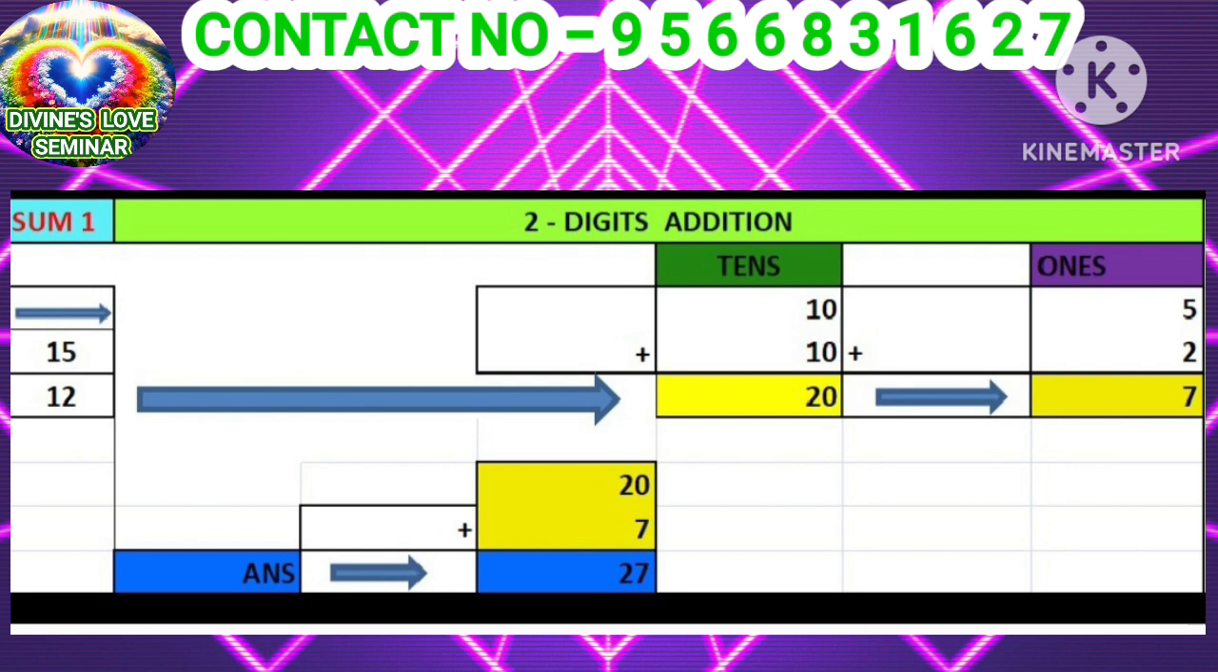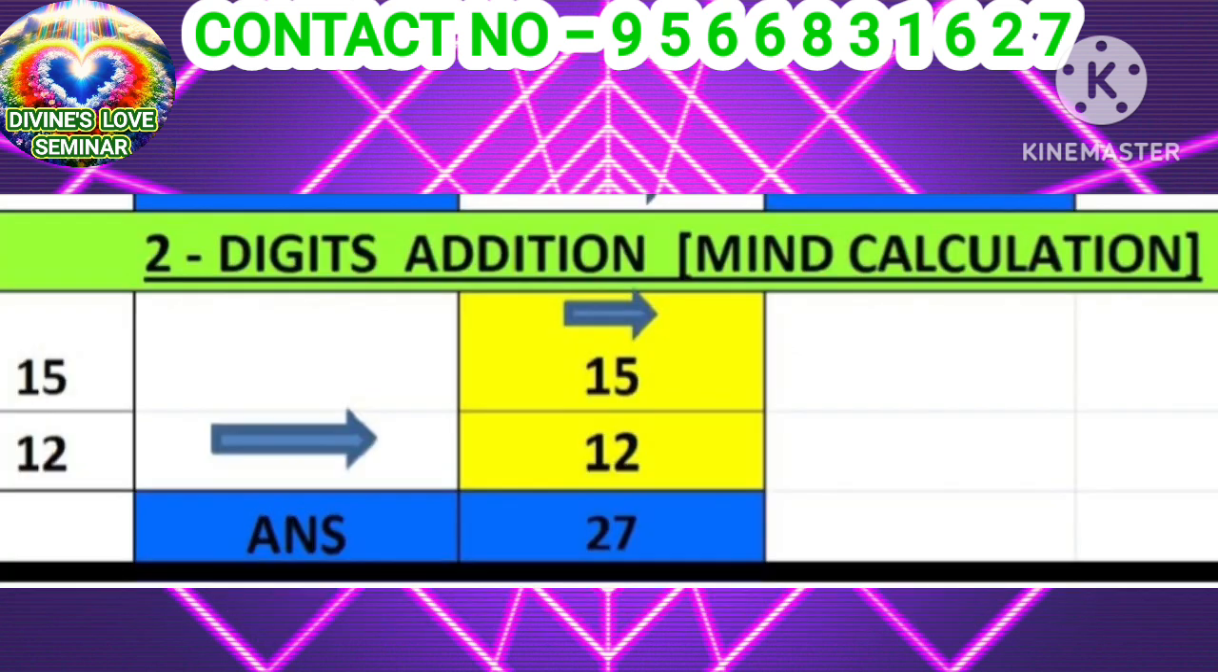10 plus 10 is 20. 20 plus 5 is 25. 25 plus 2 is 27. That is the answer. These are mind calculations with two-digit numbers.